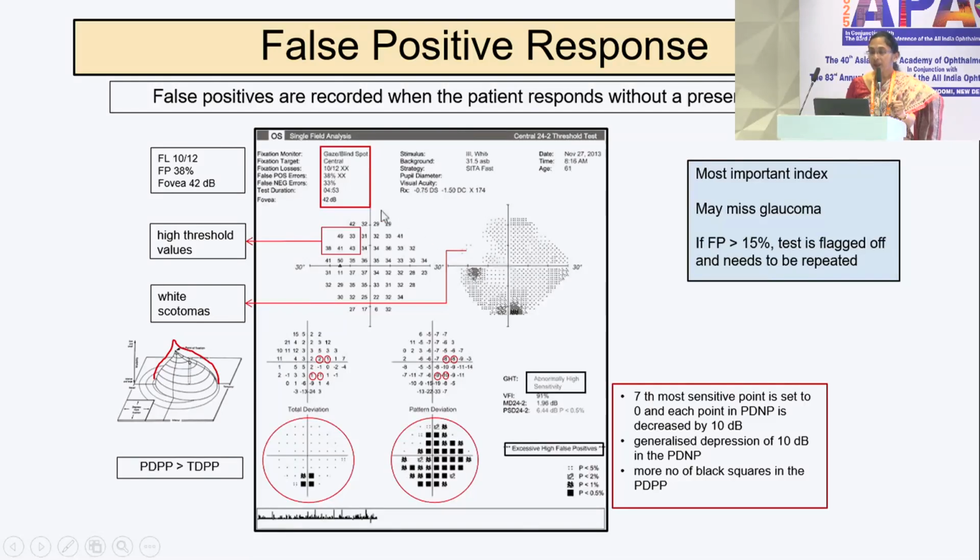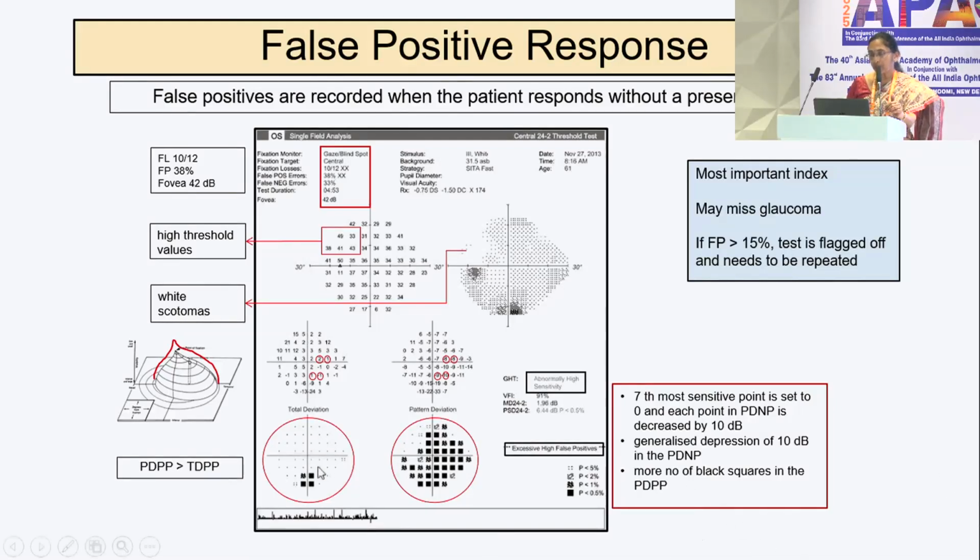There are a lot of fixation losses again because the patient responds even when the stimuli are shown in the blind spot area. There is a generalized increase in the hill of vision, and because of this, when the pattern deviation plot is calculated, as was explained by Dr. Ankur, the 7th best point is taken and that is deducted from the total deviation plot. And because these patients have very high threshold values recorded in the raw data, they produce a lot of defects in the pattern deviation plot as seen here.